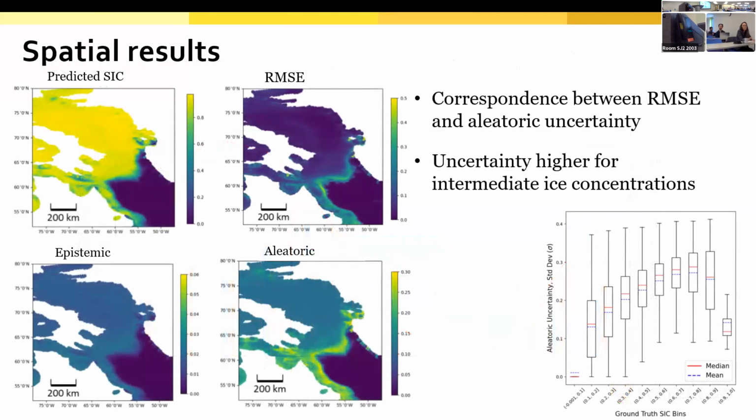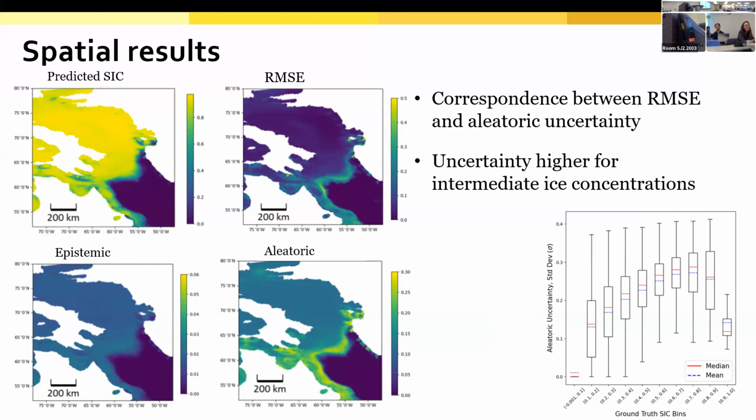Then spatially, these are some results from April, when the ice concentration has its maximum extent. We can see that the root mean squared error is higher near the ice edge, which is what we roughly expect, and that it's correlated with the aleatoric uncertainty, again what we expect because of that confusion between the weather and the intermediate ice concentration. In particular, this region is really dynamic. The ice edge is moving back and forth, and when it does that, because the ocean is relatively warm, a lot of heat is transferred. So there's a lot of moisture in the atmosphere, and that enhances that uncertainty.